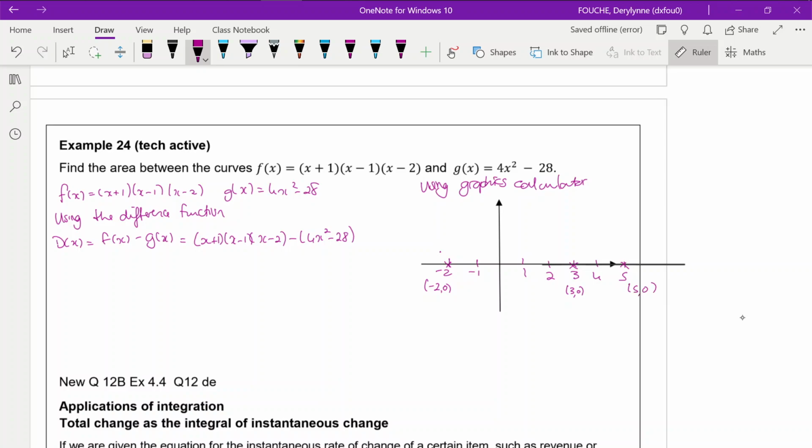Now we've used our calculator, so we don't have to worry about our y-intercepts or anything. It's about visualizing what these areas look like. So we're using our calculator, we're sketching our graph, and we are labeling what our areas are. So that's area 1, and that's area 2. Now we're using our calculator to do this.